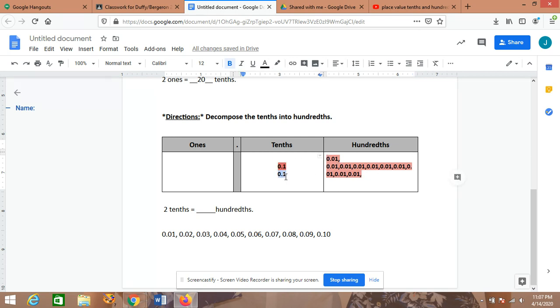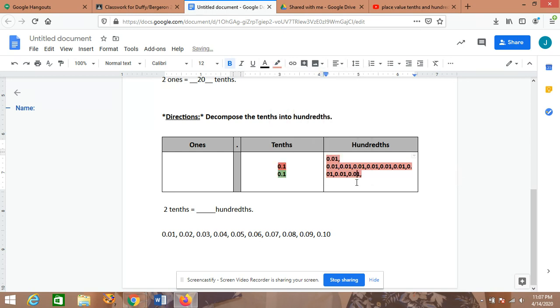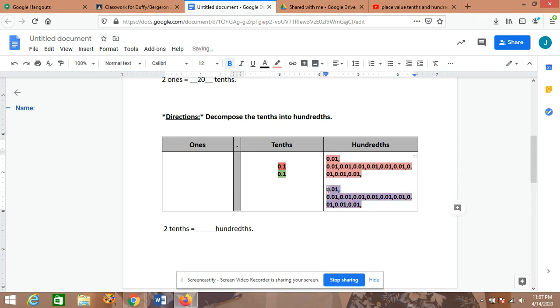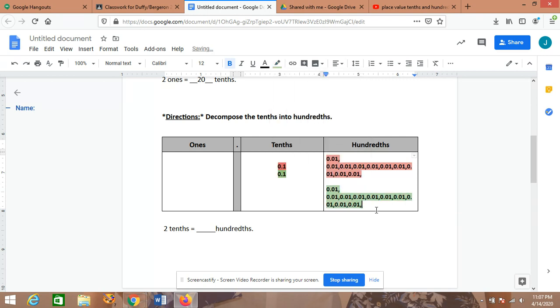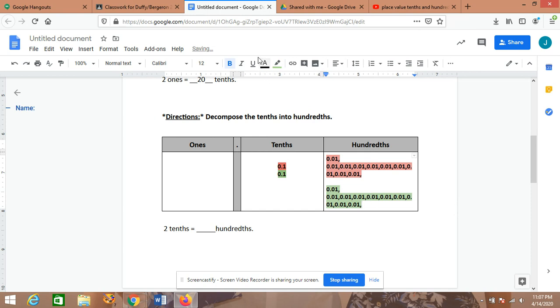So now let's decompose this tenth. Go with green. So we take these 10 hundredths, we can copy and paste them, and then I'll just change the color so I know it belongs with that other tenth. So each tenth is made up of 10 hundredths, or it takes 10 hundredths to make 1/10.